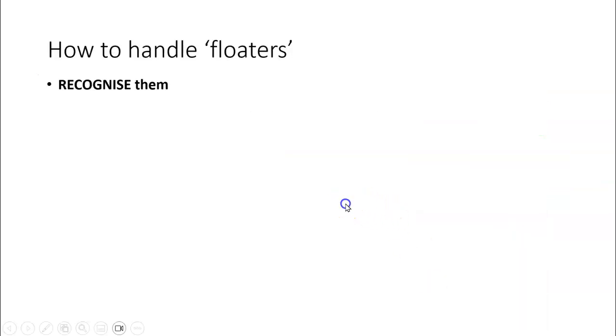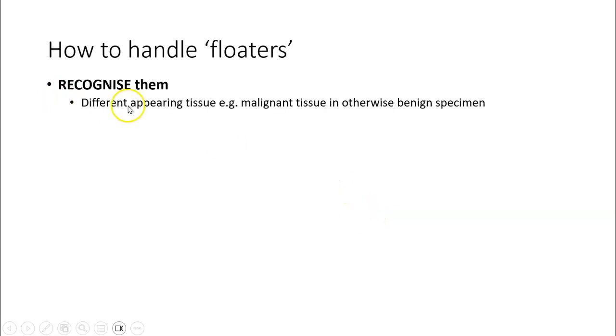Now, how do we handle floaters? I think the most important step is to first recognize them. How do we recognize them? Well, if the tissue looks different, for example, a fragment of malignant tissue in an otherwise benign specimen, it could be the same tissue type if you have a gastric biopsy. Most of it looks benign, and then suddenly in one area you have one lone malignant small piece. So this is kind of something that should raise some alarm bells.